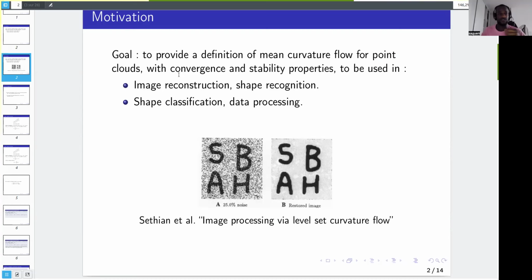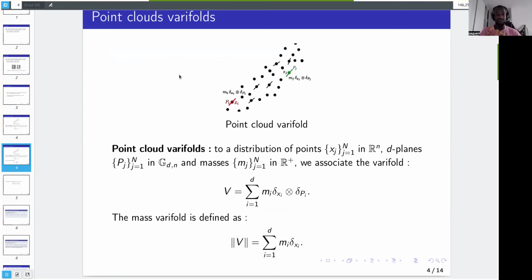Okay, so I'm gonna go directly to the definition of a point cloud varifold. You take points in this space and you put a tangent at any point, and you put some masses at any point, and your measure becomes the sum of masses, Dirac measure at a point, Dirac measure at tangent. So you see the mass, the point, and the tangent. And the mass measure of a varifold is just you ignore the tangential part.